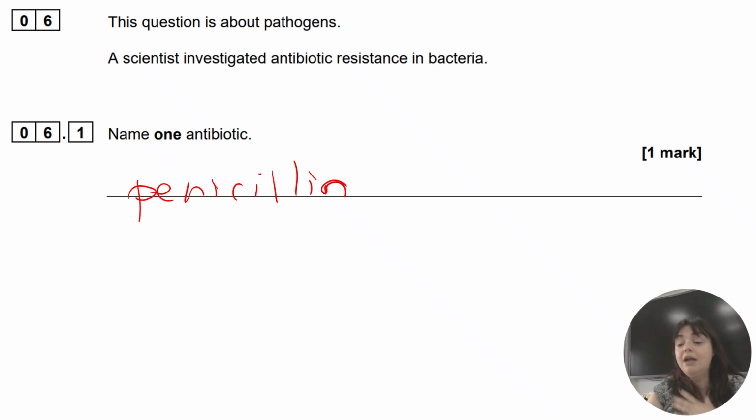So, as an examiner, if somebody's written the name or a brand name or a name that is not penicillin, I will always go, so if I know it from having worked in the NHS, I'll be like, oh yeah, cool, that's fine.